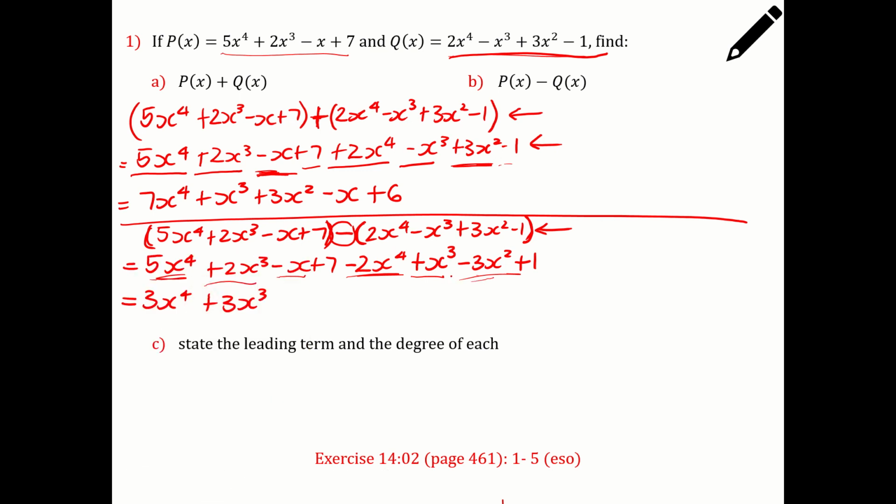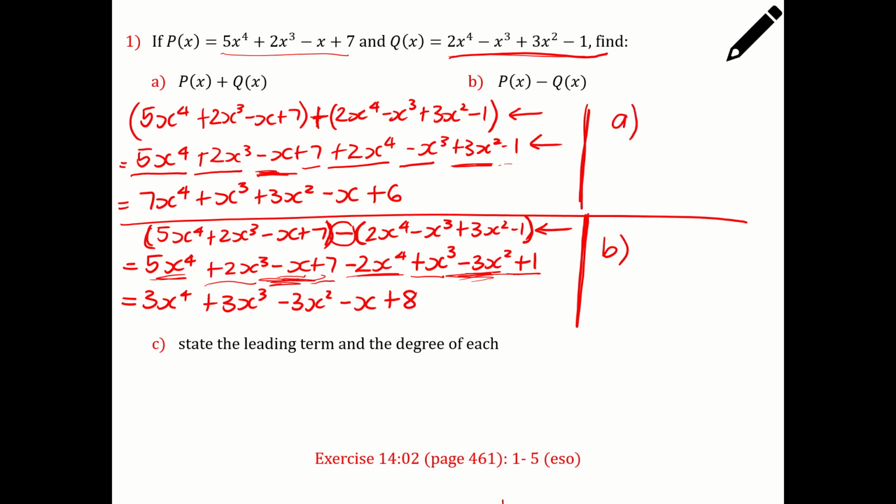Okay, so here I've got minus 3x squared, and I don't have any x squareds over here, so it's going to stay as minus 3x squared. Here I've got a minus x, but I didn't have any over there. Okay, here I've got plus 7 plus an extra 1, which means I'm now adding 8. Okay, so this is your answer for B, this is the answer for A.